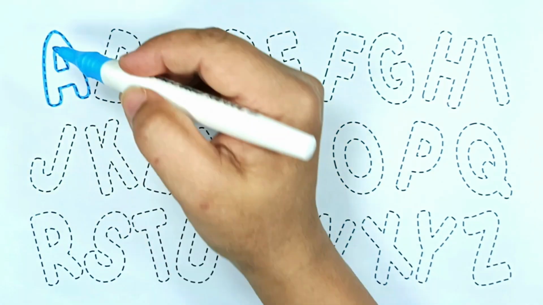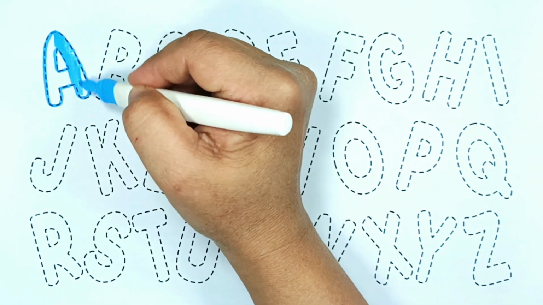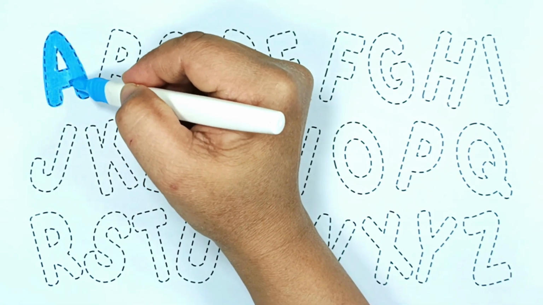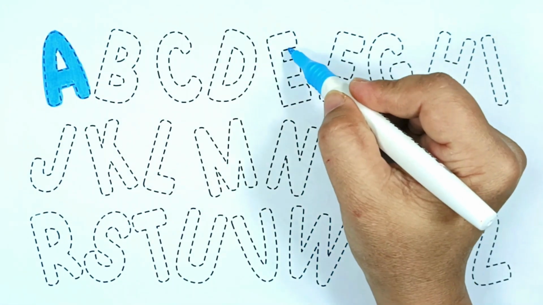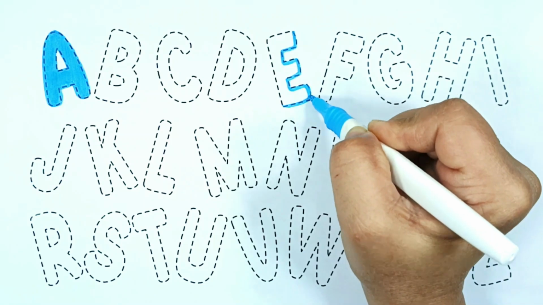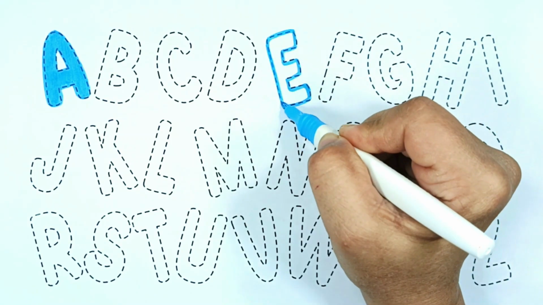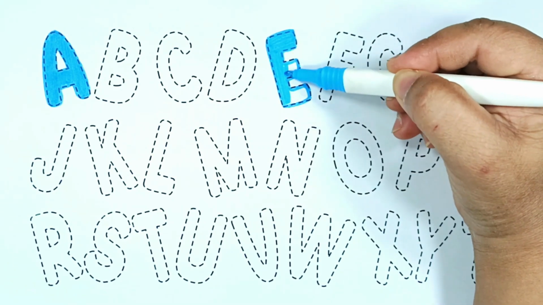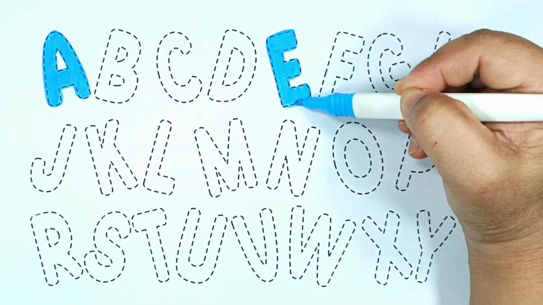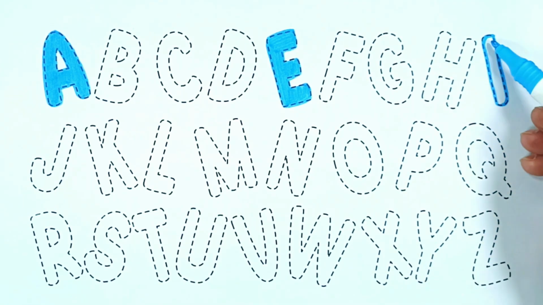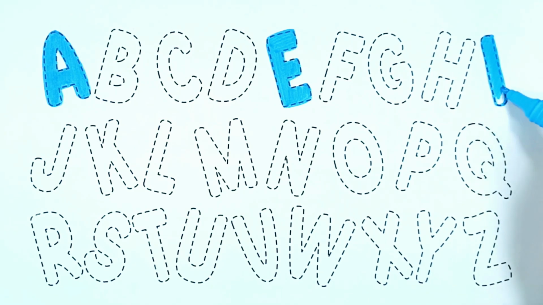A. A for apple. E. E for egg. I. I for igloo.